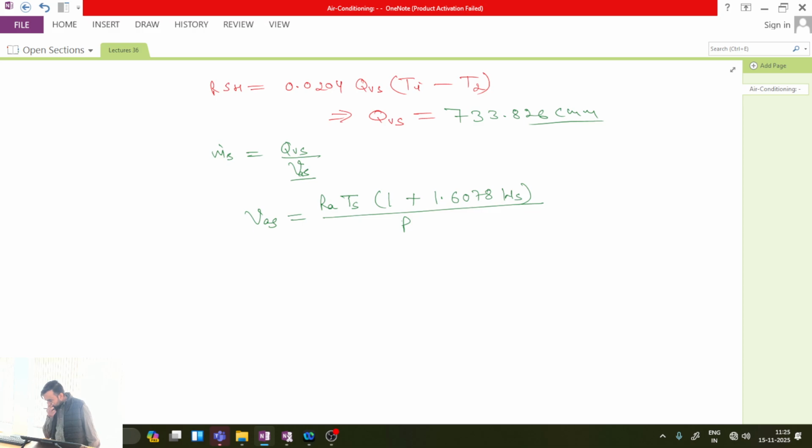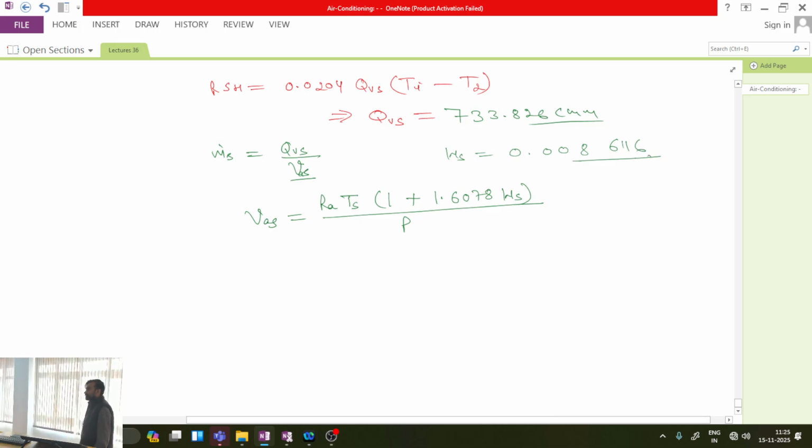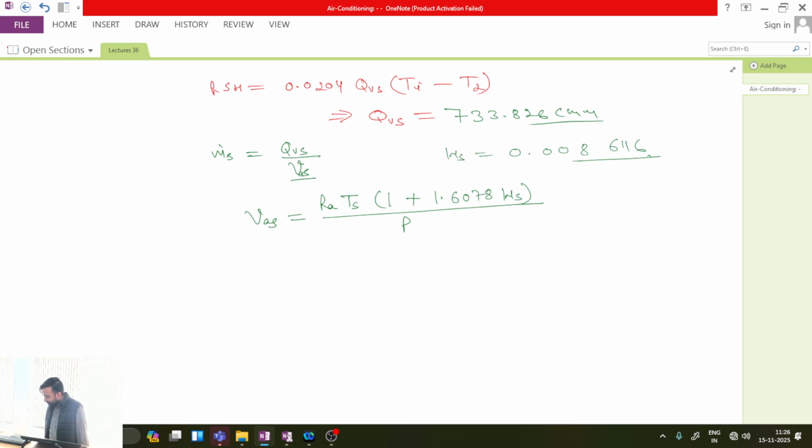You have values for all WS. If you don't have the value for WS, you must be having, because you can calculate from psychometric chart. But let me give you the value if you have not calculated. It is 0.0085616. Okay. So this is the value of WS. All are clear with this point?